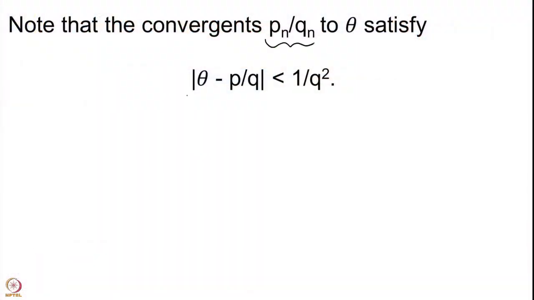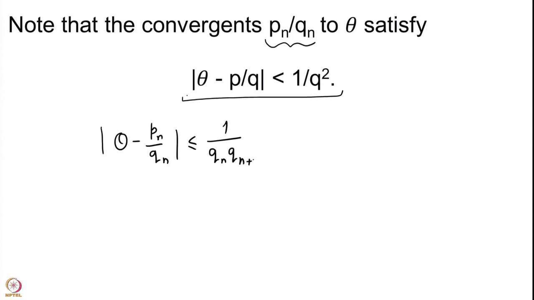But in this proof, we have proved this very important thing that mod theta minus P_n upon Q_n is less than or equal to 1 upon Q_n Q_{n+1}. Let us see what this gives us. It gives us that the convergents satisfy this particular property: theta minus P by Q is less than 1 upon Q square. Let us see a quick proof of this. We have already noticed that theta minus P_n by Q_n is less than or equal to 1 upon Q_n Q_{n+1}, but Q_n is strictly less than Q_{n+1}. And therefore, this quantity is less than 1 upon Q_n square.